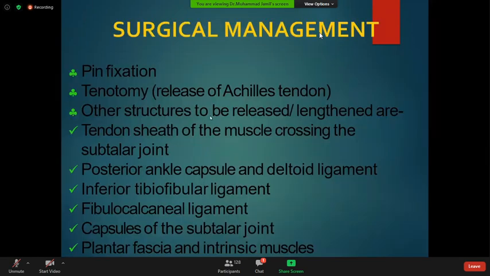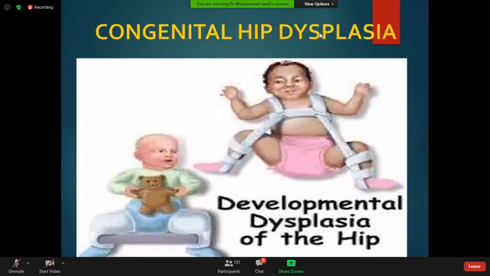Okay, surgical management. Tenotomy is a part of the Ponseti technique. But when we do the surgical technique, the name is the posterior medial release. In this release, we do the Achilles tendon release, and other structures that are released are the tendon sheaths, the muscles crossing the subtalar joints, posterior ankle capsule, the deltoid ligament, inferior tibiofibular ligament, and fibulocalcaneal ligament or capsules. That is all the structures around the ankle and the talus that are tight. We release all of these, even the plantar fascia also. After the release, we apply the cast again.